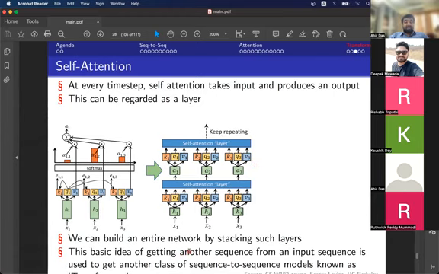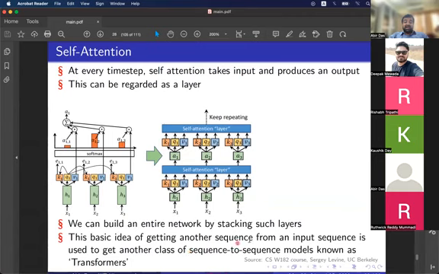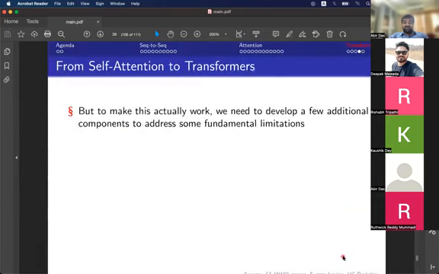So the basic idea of getting another sequence from an input sequence is used to get another class of sequence to sequence models known as transformers. From this X1, X2, X3, you are getting A1, A2, A3. Then again, another A1, A2, A3 in another layer. This basic idea can be used to get a class of sequence to sequence model known as transformers. I think this will be the last slide.